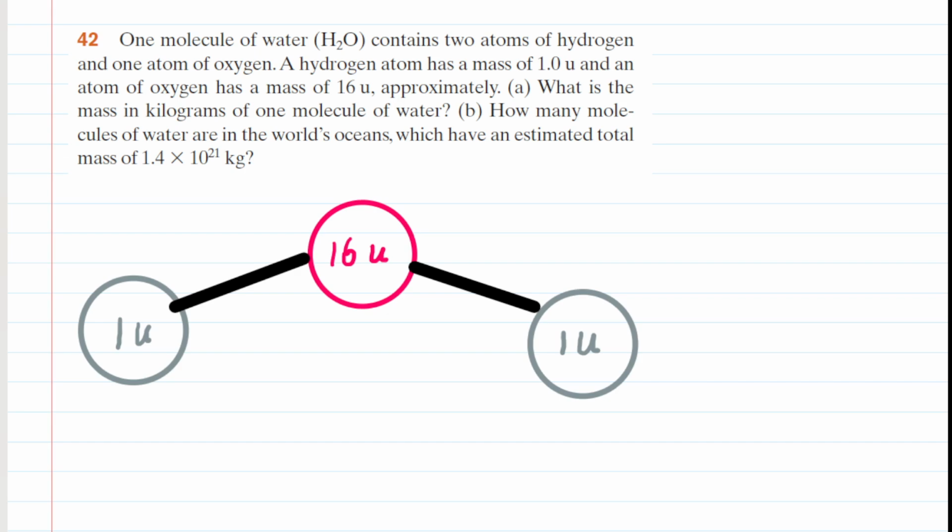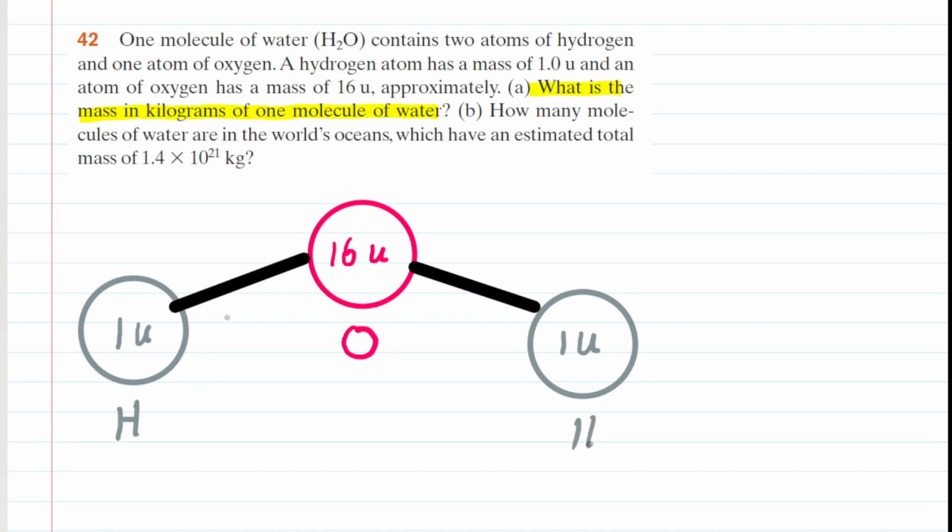If you would like to reread the question, go ahead and just pause the video and do so now. In part A of this question, we are asked what is the mass in kilograms of one molecule of water? We've gone ahead and have drawn that molecule of water. In the center is an oxygen atom, and then flanking that oxygen atom are two hydrogen atoms.